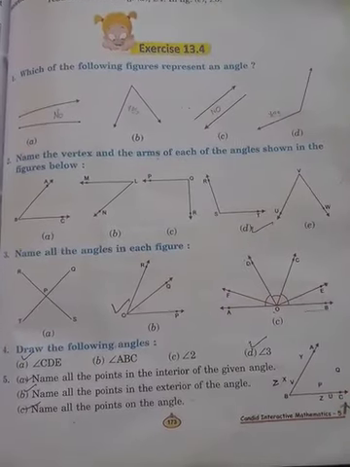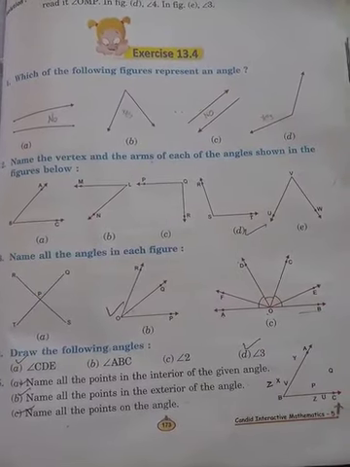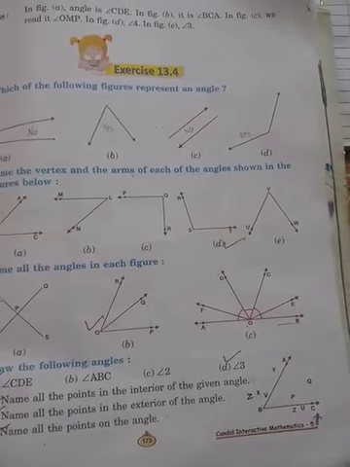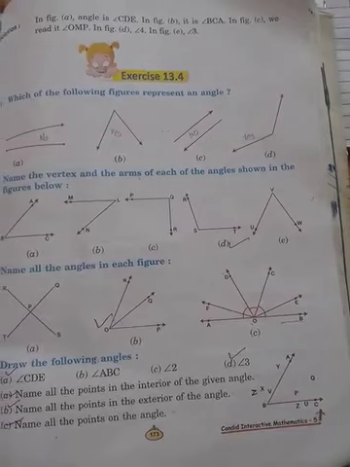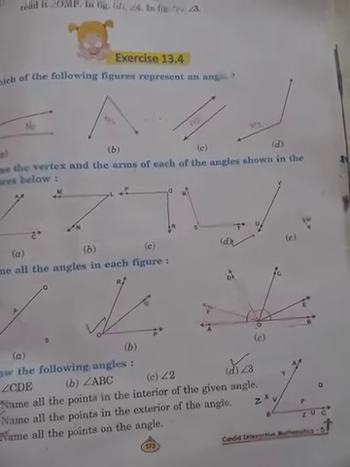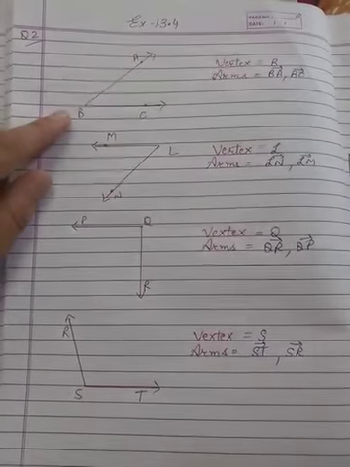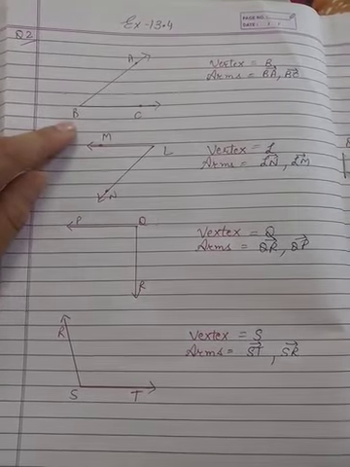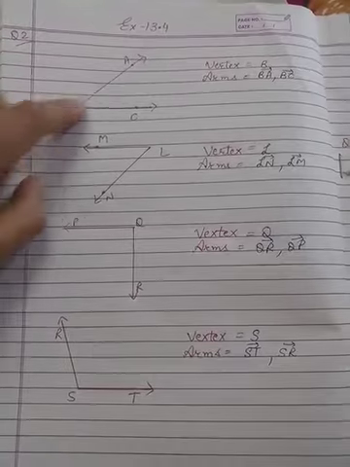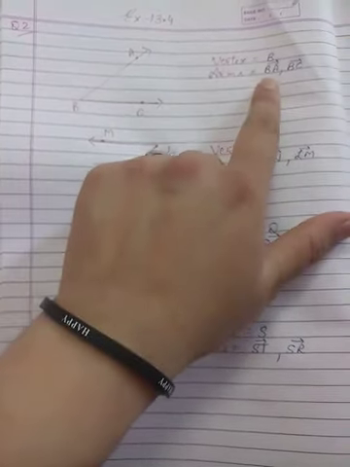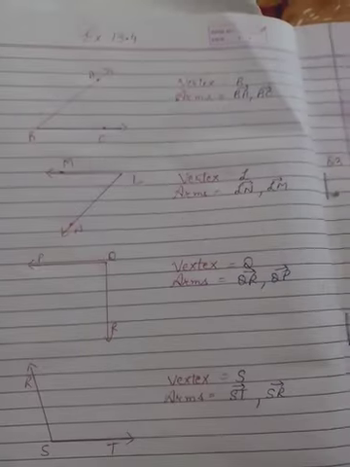Now question number 2 is we have to write the vertex and the arms of each of the angles shown in the given figure. Last video I have already explained what is vertex and arms. Let's start the question. The first question, vertex is B. Vertex means common point and arms means the rays. Here the rays are BA and BC, and I use this arrow to represent the ray.